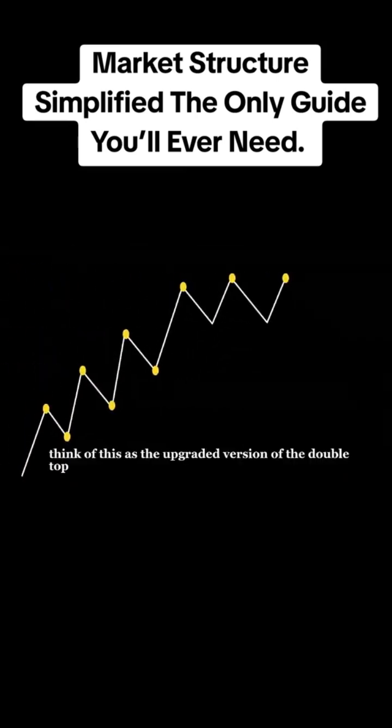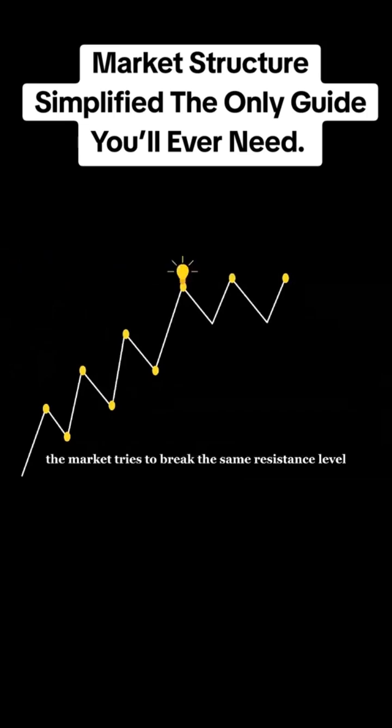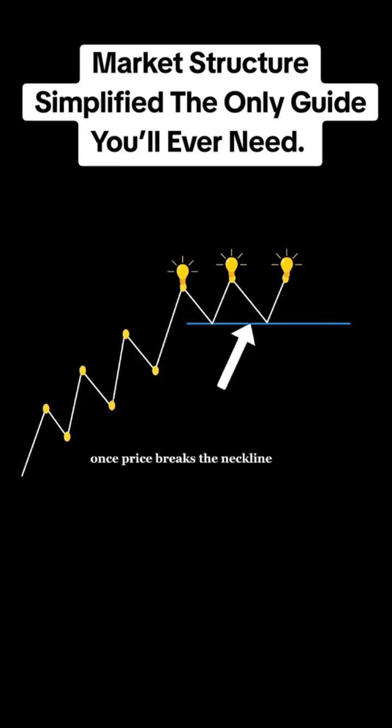Triple top. Think of this as the upgraded version of the double top. The market tries to break the same resistance level 3 times. Each time, sellers reject the price at the same level. This shows buyers are completely exhausted. Once price breaks the neckline, the uptrend is likely over.